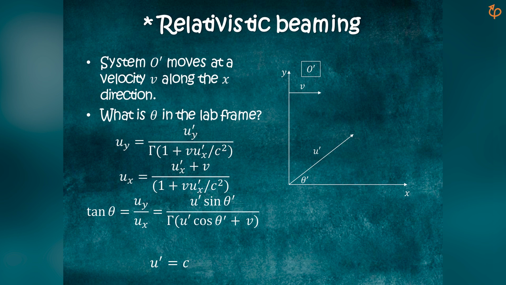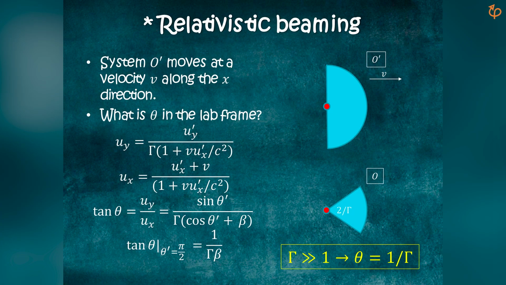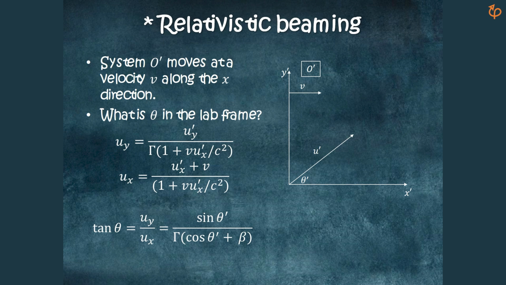And I can do another trick. Let's say that this object that is moving at an angle theta tag with respect to the moving system is a photon. So a photon is moving at a velocity that is equal to the speed of light, c. So I can plug in c instead of u tag here, and I get something that looks a little bit simpler. It looks something like that.